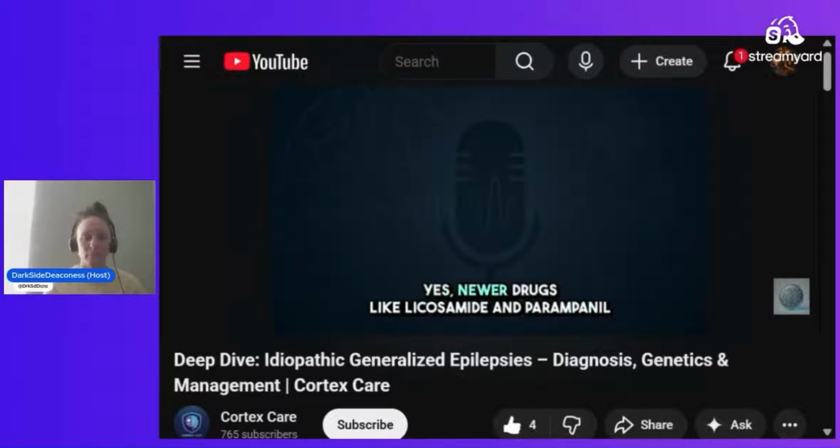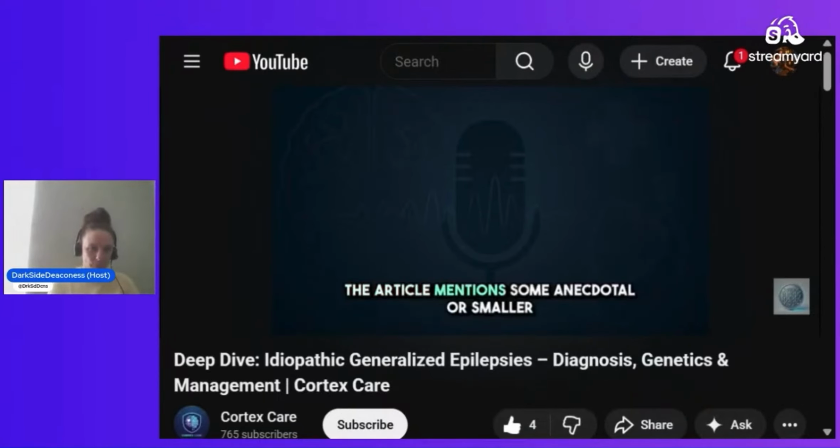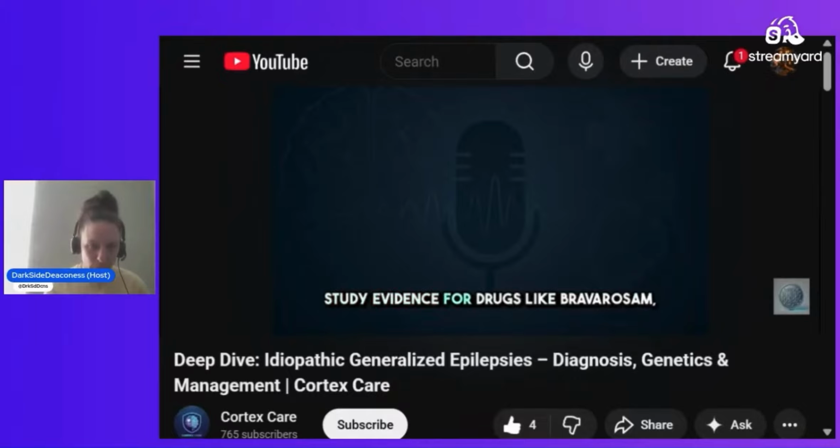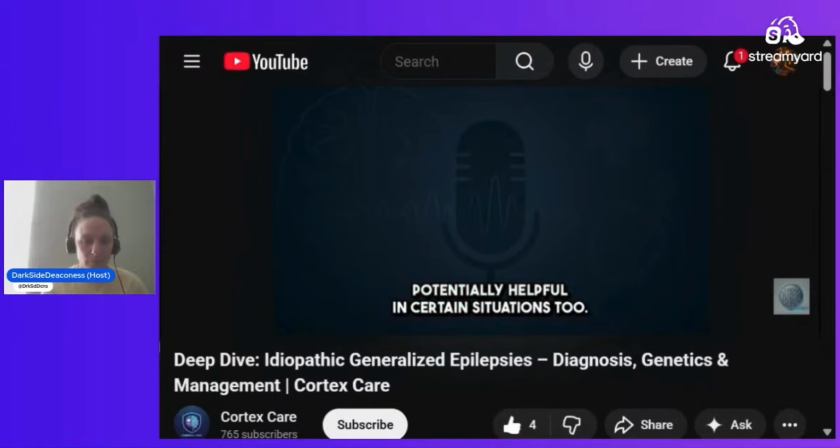Often, yes. Newer drugs like lacosamide and perampanel seem effective for the GTCS component of IGE, but maybe not so much for the absence or myoclonic seizures. Others. The article mentions some anecdotal or smaller study evidence for drugs like brivaracetam, zonisamide, clobazam, clonazepam being potentially helpful in certain cases.